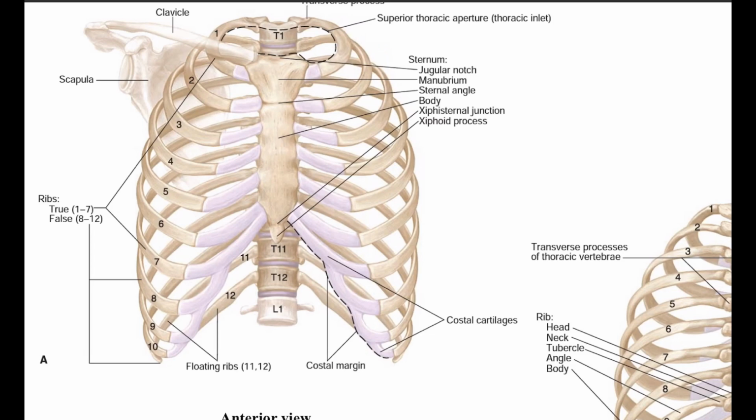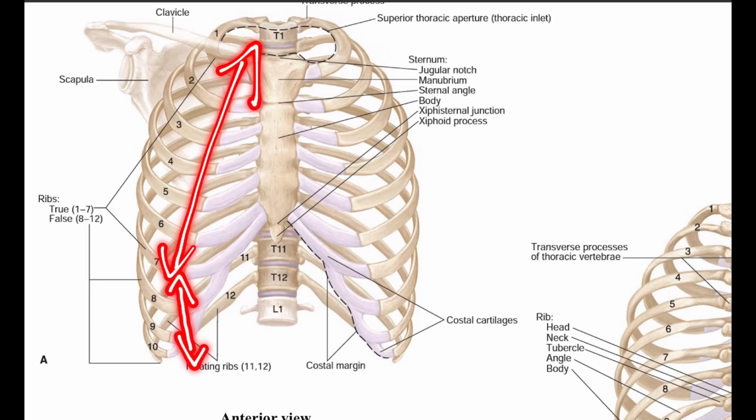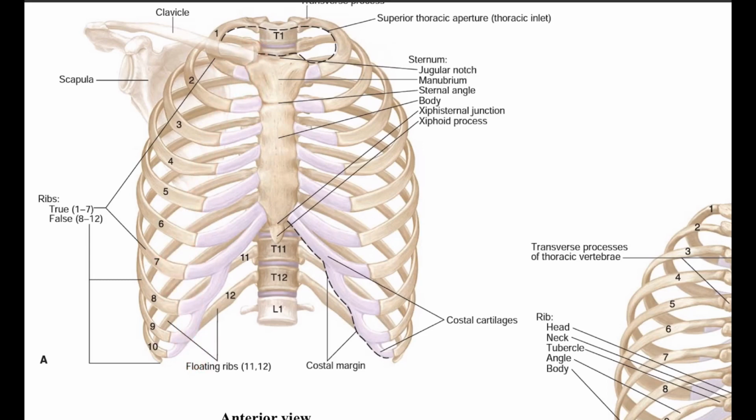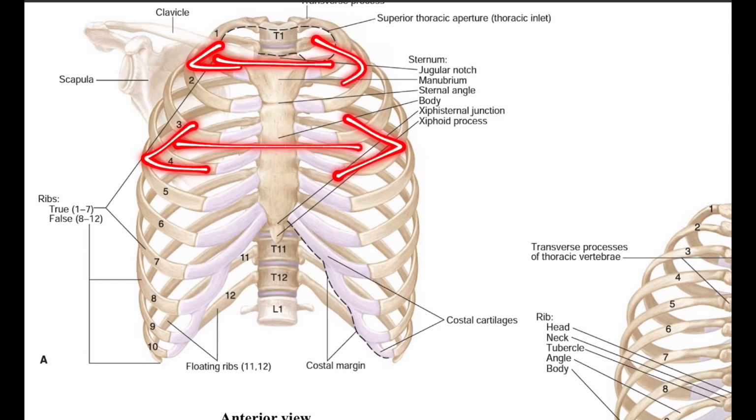The length of the ribs increases from 1st to 7th and then gradually decreases. You can see the gradual decrease from 8th to 12th rib. Hence the 7th rib is the longest rib. The transverse diameter of the thorax increases progressively from 1st to 8th rib. Hence the 8th rib has the greatest lateral projection.